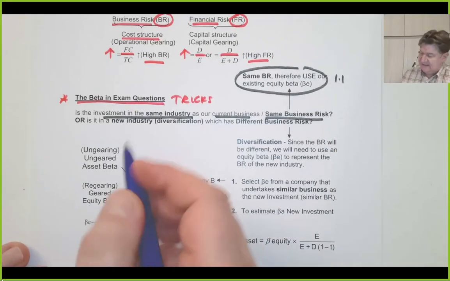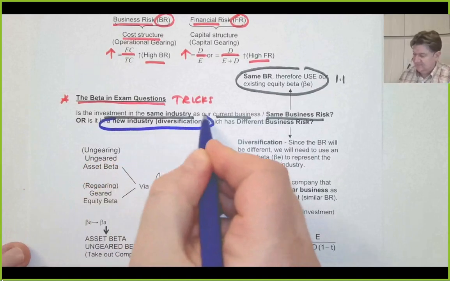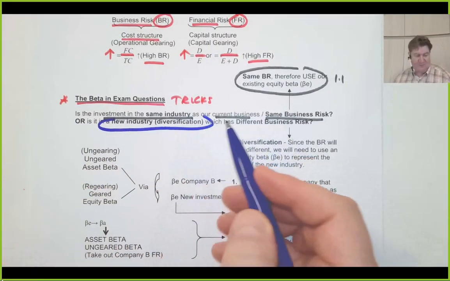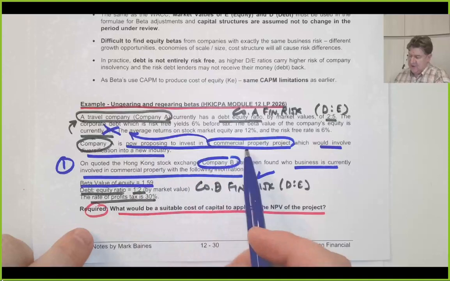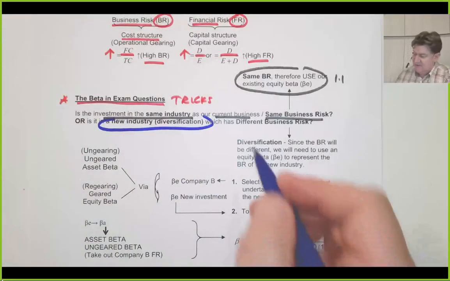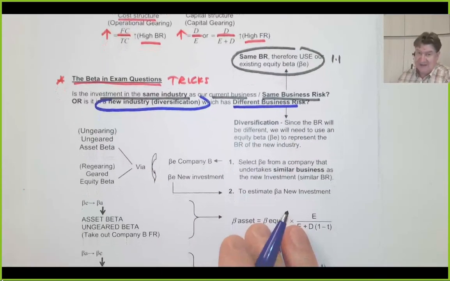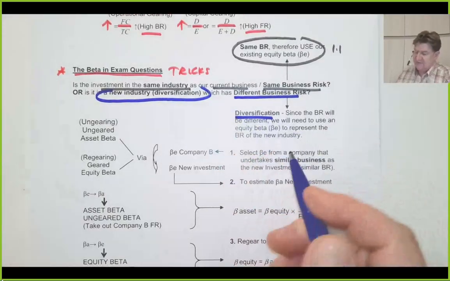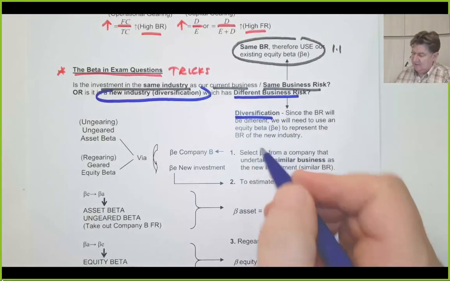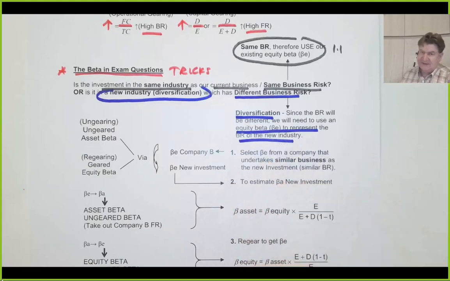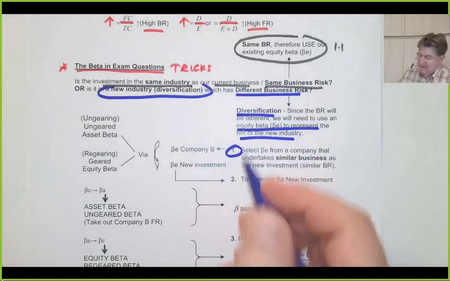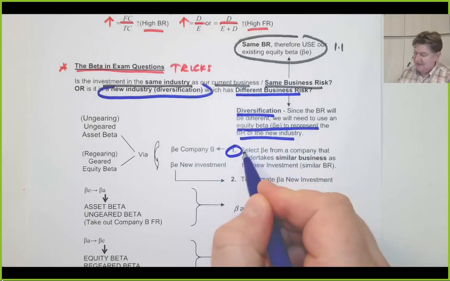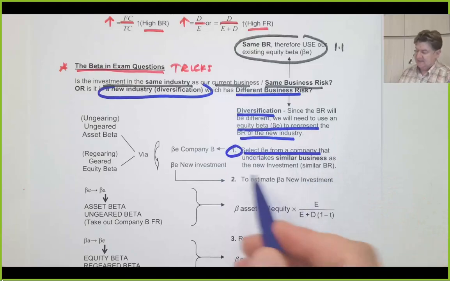But the key point is this: it's not in the same industry. We are diversifying into a different industry. This is going to be commercial property projects. And because that's a different business risk, we are going to be diversifying. So we need to use an equity beta to represent the business risk of the new industry. So here's the first one. Step one: we select an equity beta from a company that undertakes similar business to the new investment.